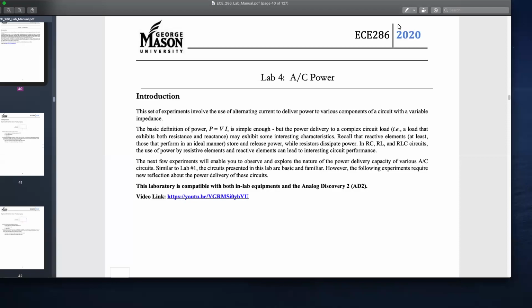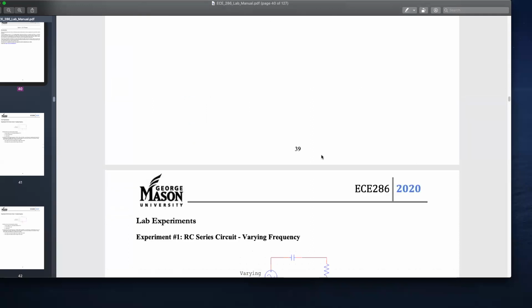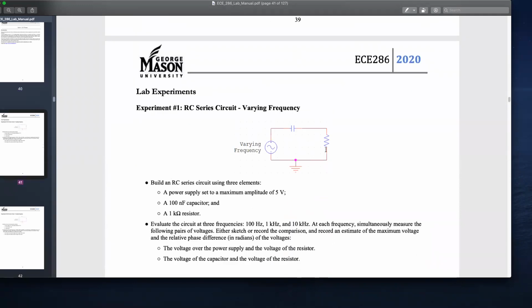Hi, I'll go over lab 4 of ECE 286, which is about AC power. So for experiment 1, you have a fairly simple series RC circuit where you're varying the frequency. So you're supplying 5 volts with a 100 nanofarad capacitor in series with a 1K resistor. In this demonstration, I'm switching that 1K to a 3K, so my results will vary from your results.